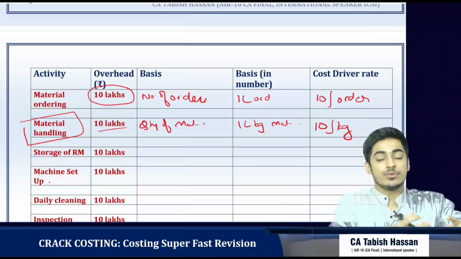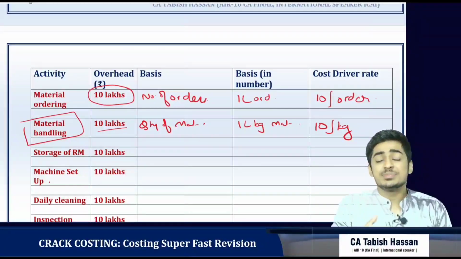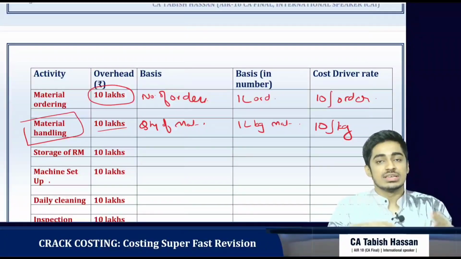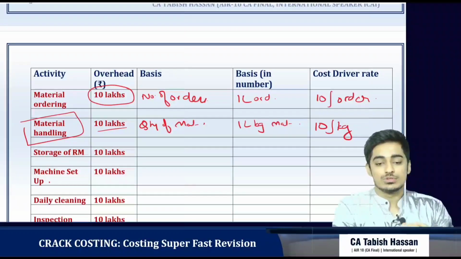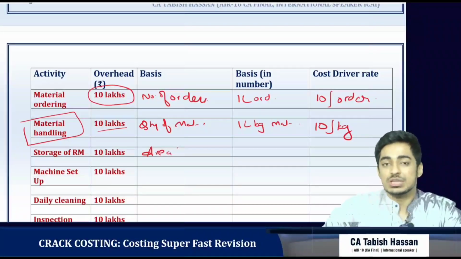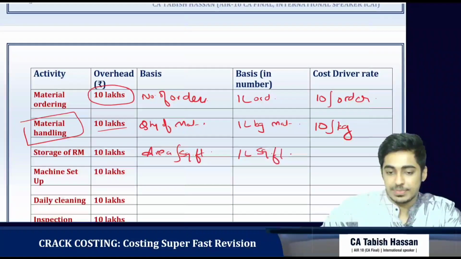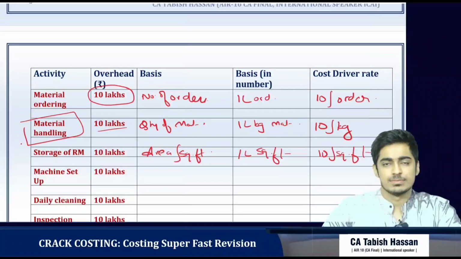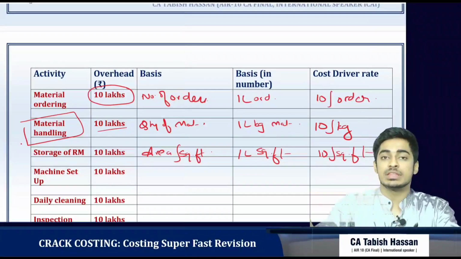Now we've got the storage of raw materials. It is again an overhead cost. So what is it based on? The storage cost is dependent on how much area the goods consume in a godown. So it is based on area or square feet consumed. So if we have a total of 1 lakh square feet, then it comes to 10 lakh divided by 1 lakh square feet, rupee 10 per square feet. So this was it with the raw materials. We had to order the materials, we had to handle them, and we had to keep them in the warehouse.